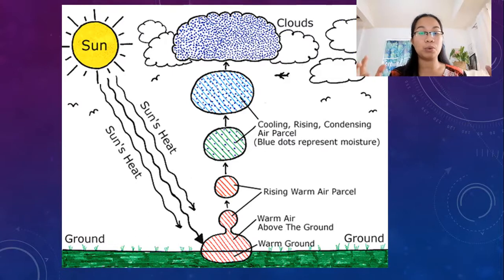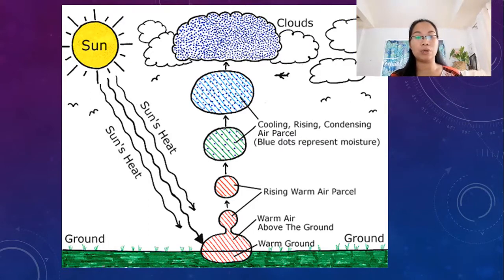It will start to cool down until it reaches what we call the dew point temperature. It will reach that dew point temperature at a certain level, and the term we use for that level is the condensation level. At the condensation level, when it has already reached its dew point temperature, it will start to condense.